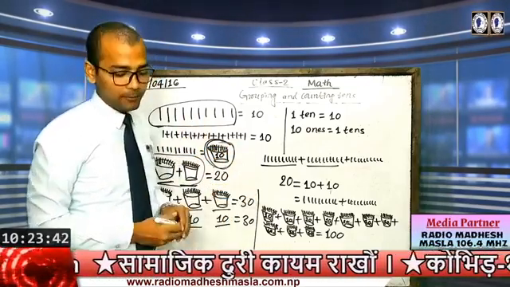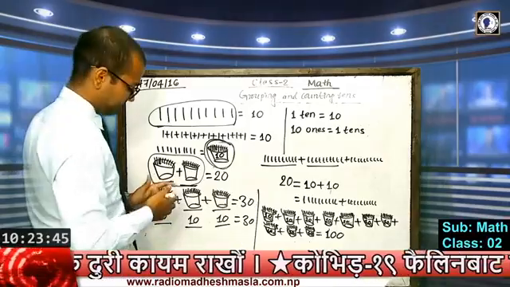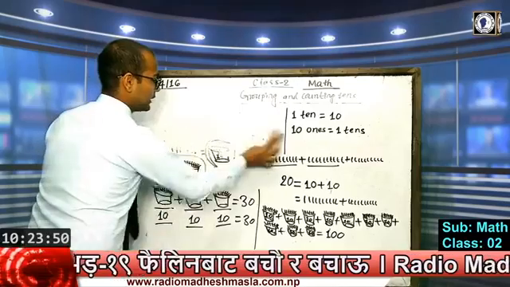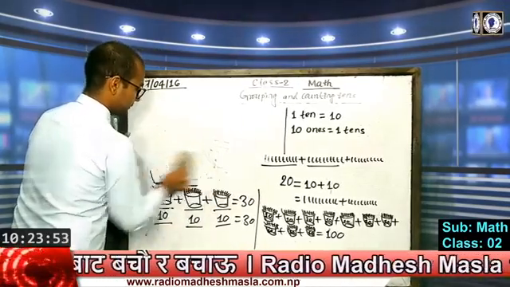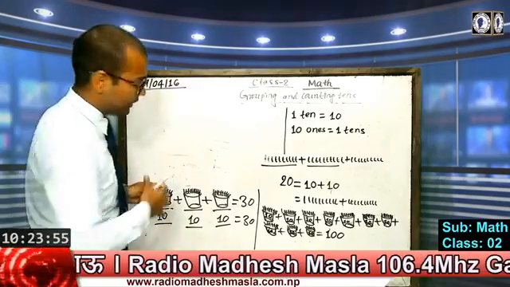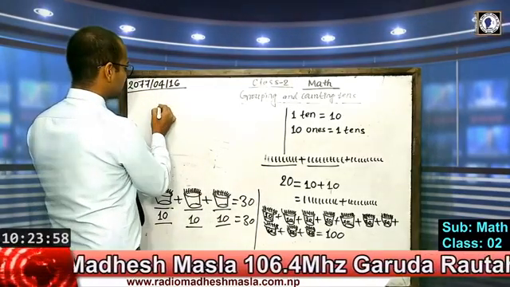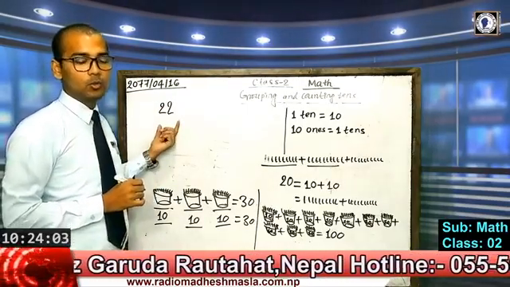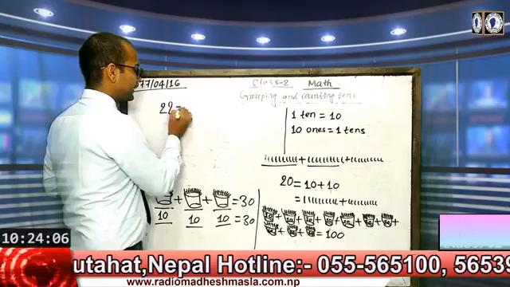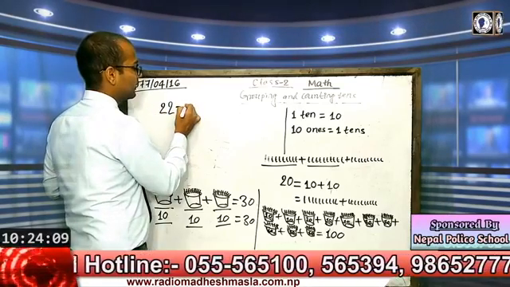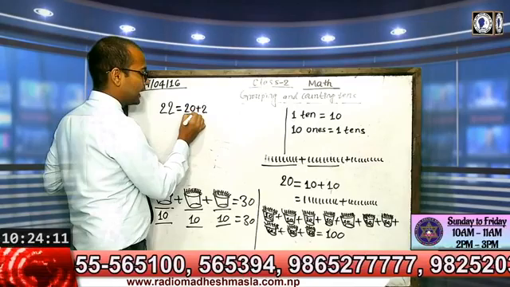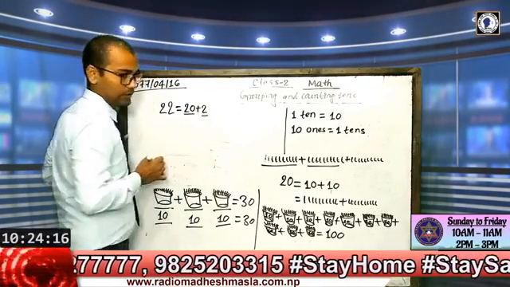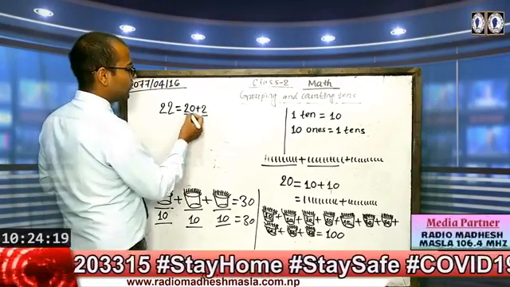Suppose we are given a number in this way. Look here. Sometimes we are given, suppose, 22. 22 means what? 22 means 20 plus 2. That means when we add 2 bunches of pencils and 2 ones, altogether we will get 22.